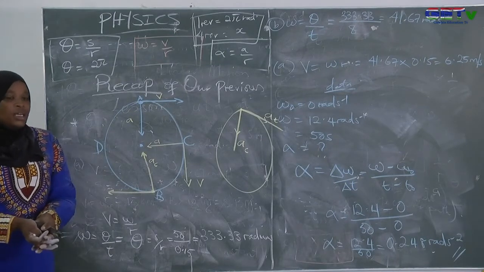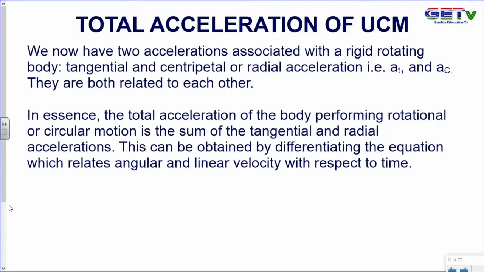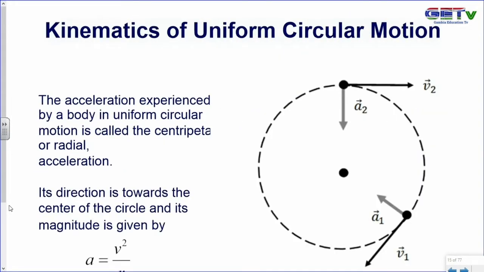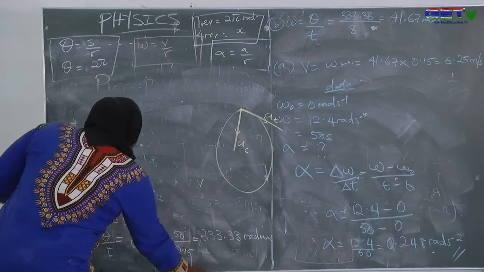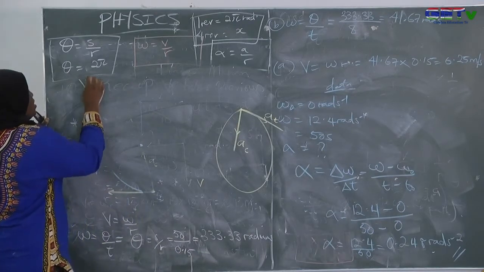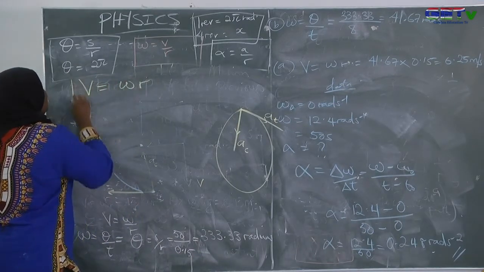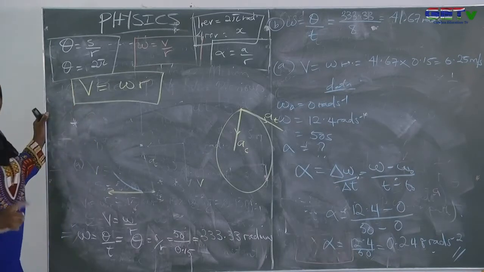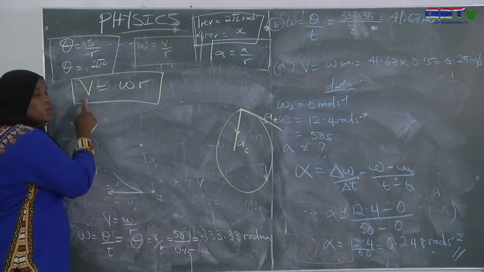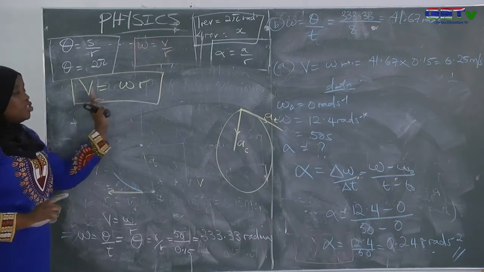Now, look at the other part. It says, in essence, the total acceleration of the body performing rotational or circular motion is just the sum of the tangential and radial accelerations. This can be obtained by differentiating the equation which relates angular and linear velocities with respect to time. I will just draw your mind to that part. We related V and omega, and that was V equals omega r. This velocity is very, very important. If we differentiate this velocity with respect to time, the total acceleration will be obtained.